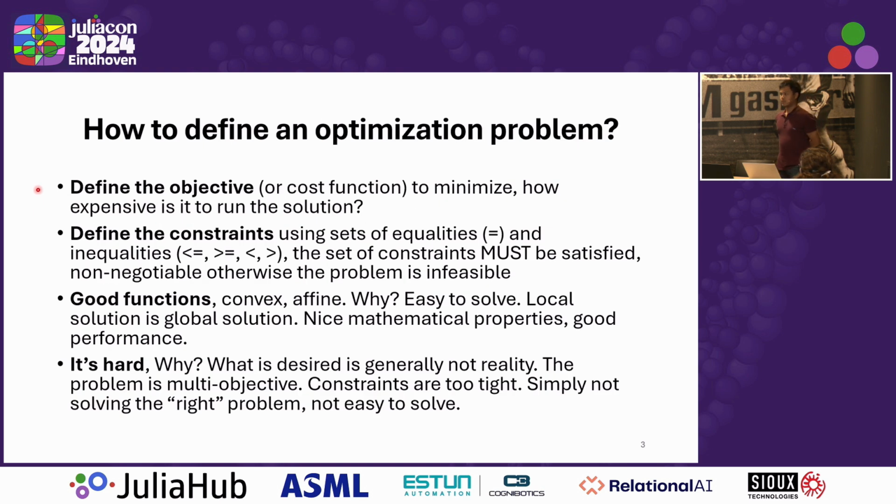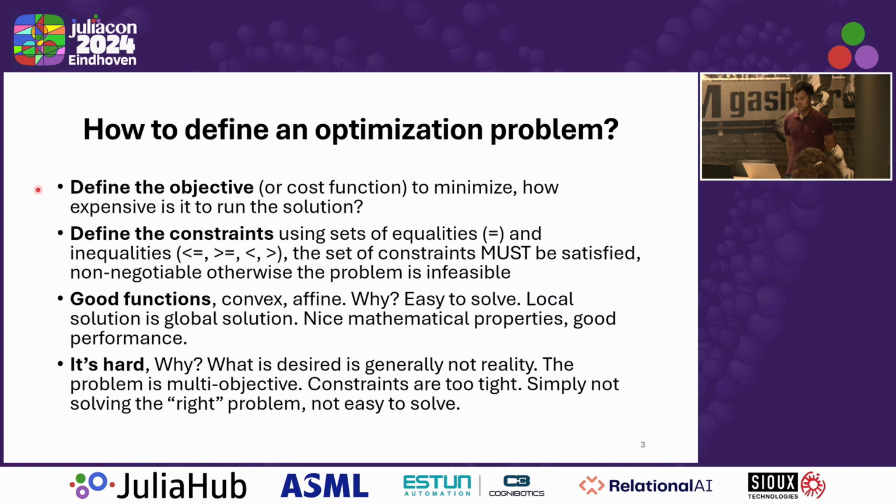So just a brief recap of what an optimization problem is. There are several things that define it. One is an objective function, or a cost function, that we want to minimize or maximize. Think of the smoothness of a trajectory or the cost associated with executing that trajectory. Then we define a set of constraints, using equalities or inequalities. These constraints must be satisfied, and if any one constraint isn't satisfied, then the problem is immediately infeasible.